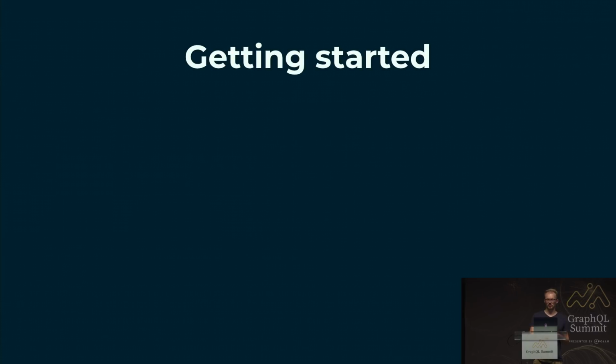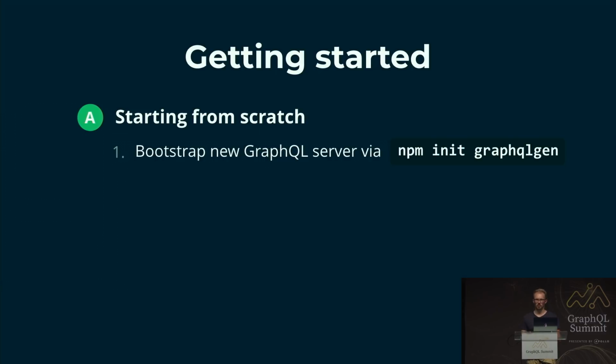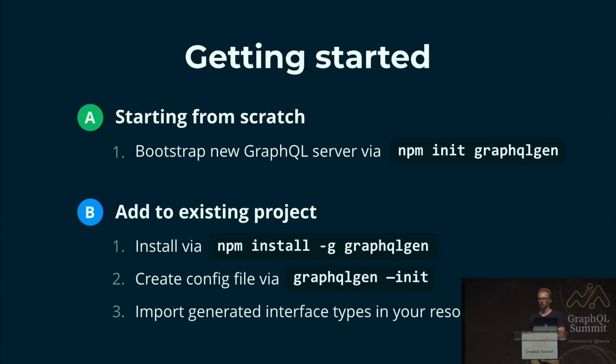So to get started, you can either use this for building new GraphQL servers from scratch, so you can bootstrap a new GraphQL server with everything already set up. Or you can add it to your existing project by simply installing GraphQL Gen either globally or adding it as a dev dependency. You can initialize your config file using GraphQL Gen init, and then you basically just start importing these TypeScript interfaces in your resolver implementations.